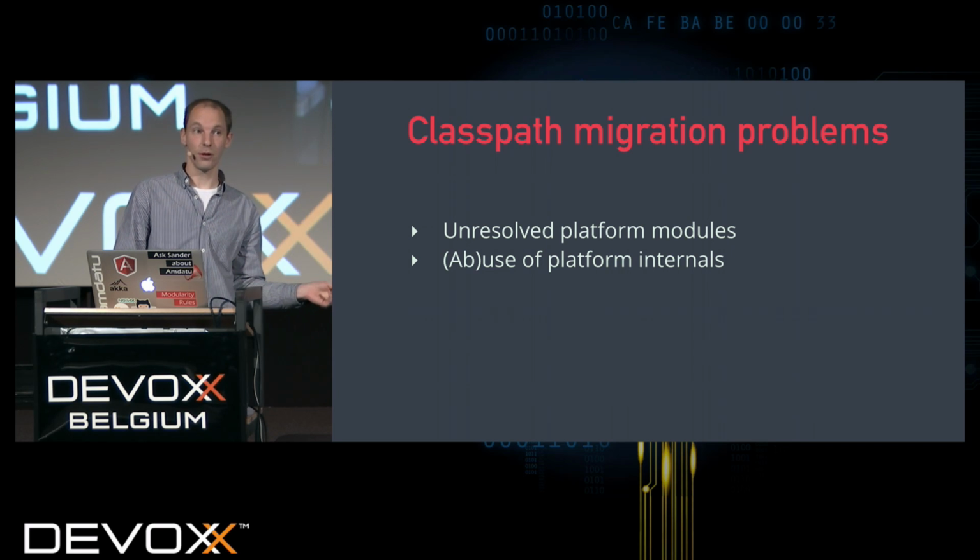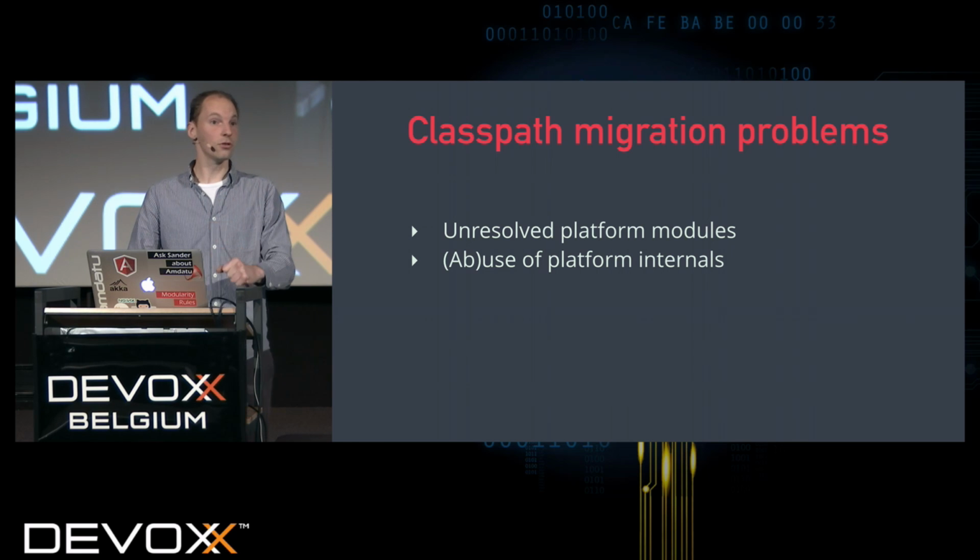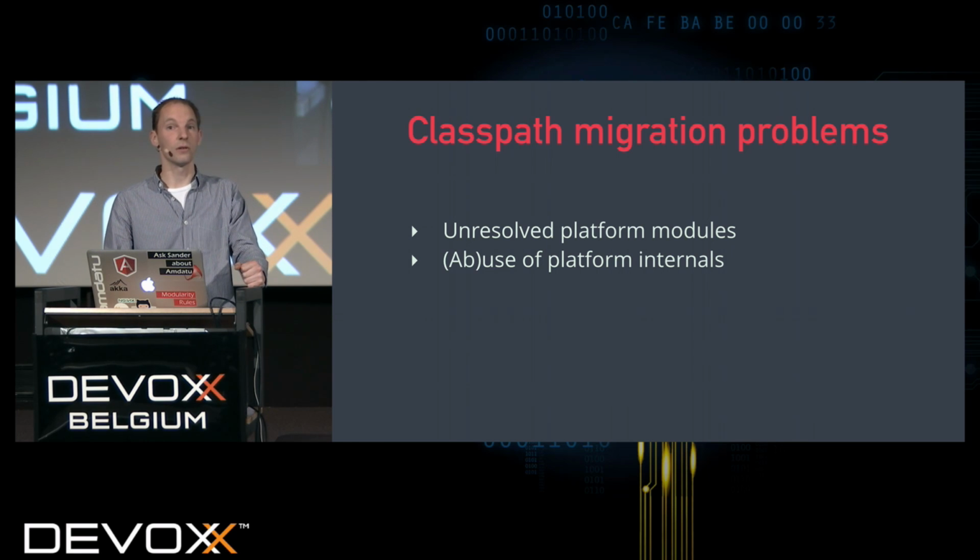Then there's a second class of problems that we will also investigate, and that is the abuse, or the use, of platform internal details. And Paul already mentioned this. There's lots and lots of code around that uses types from the JDK, internal implementation types. And because there was no strong encapsulation in Java 8 or before, you may have gotten a warning, but really that's it. You could just use the types. But with Java 9, you can't.